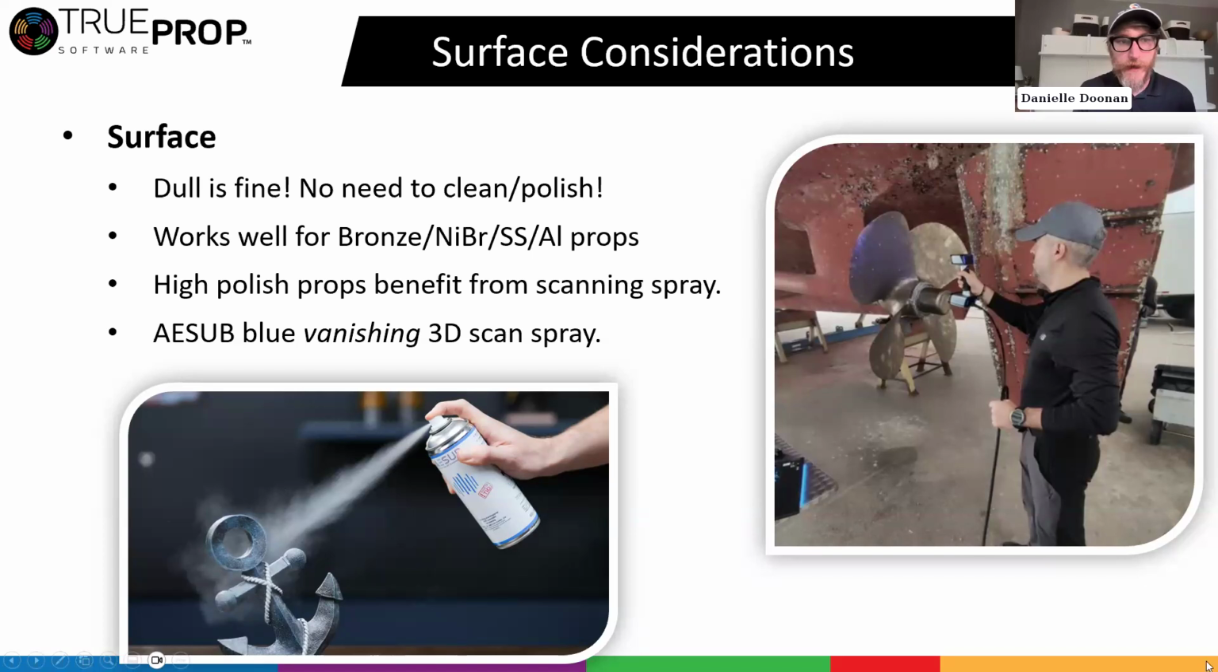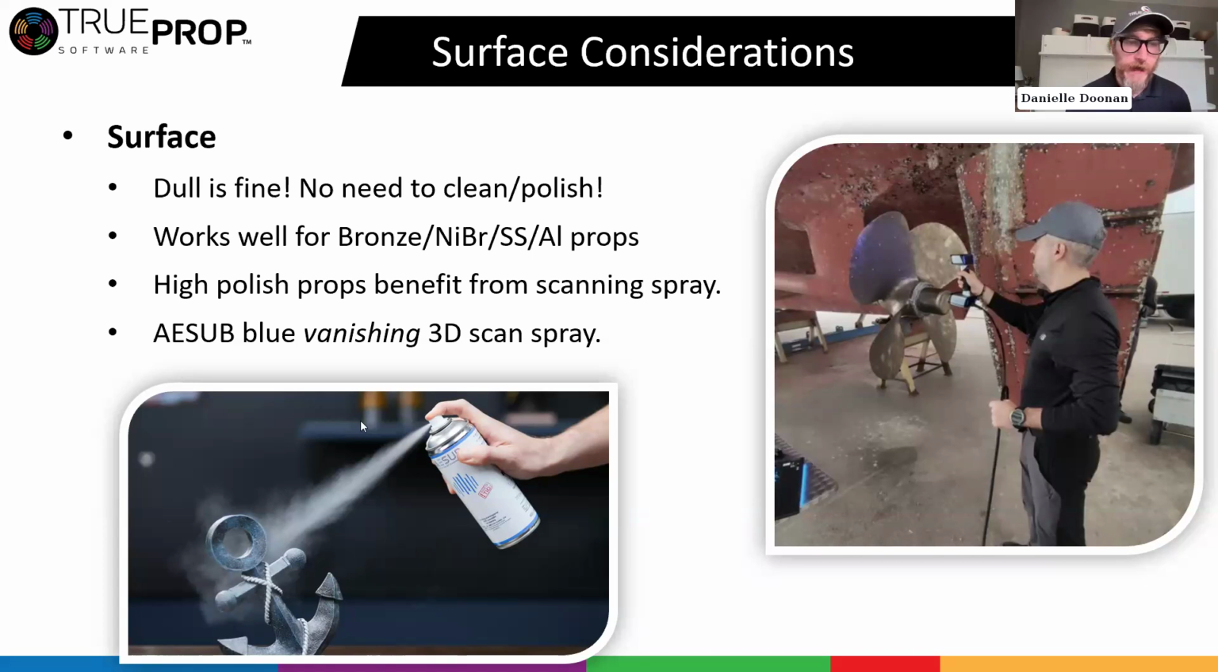So if you have a really high polish, like a stainless steel Cleaver propeller, we recommend using a scan spray. They make this spray that you spray on. It's there for an hour, and then it disappears, evaporates. That's super useful for reducing your cleanup time. You spray it and then forget it, right? You can blow it off with an air hose after it disappears. So this vanishing spray, it's great.